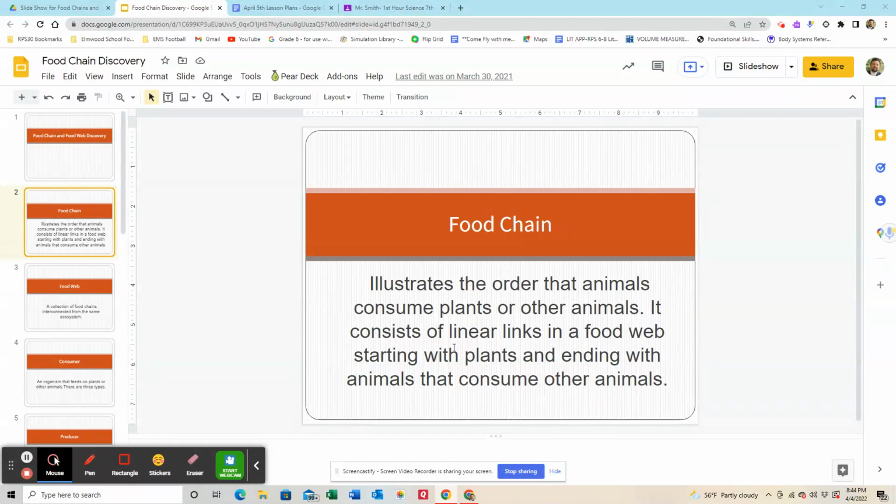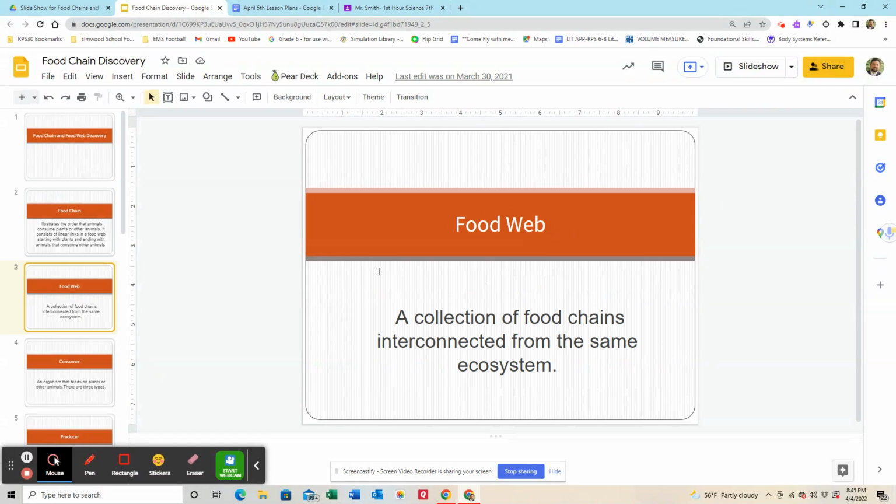In a food web, starting with plants and ending with animals that consume other animals. So the food chain is one linear part of the food web. The food web is a collection of food chains interconnected from the same ecosystem. So interconnected will be that main word that we're focusing on.